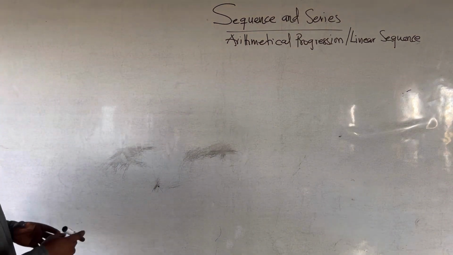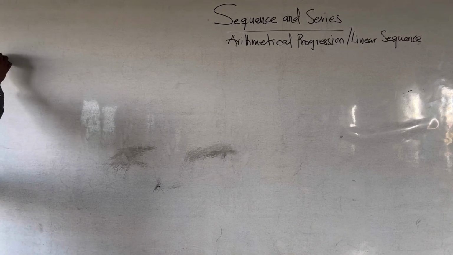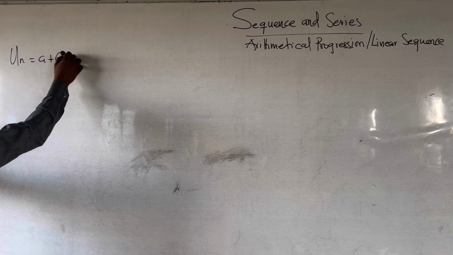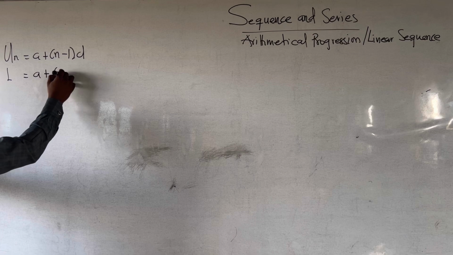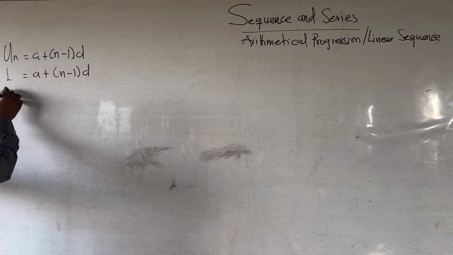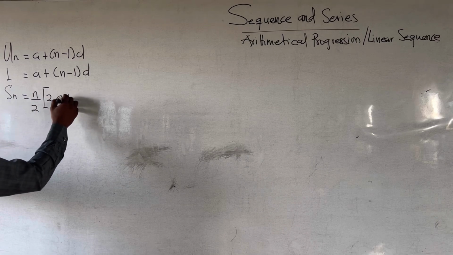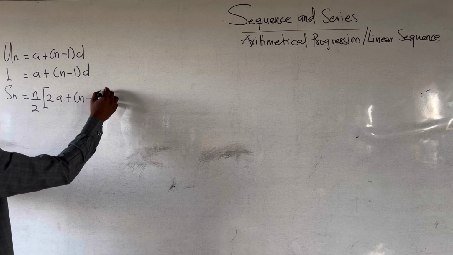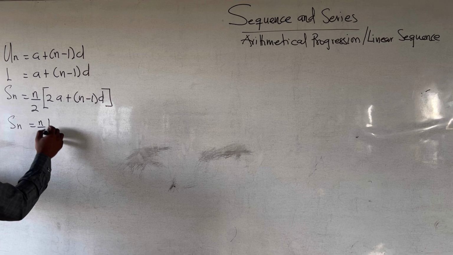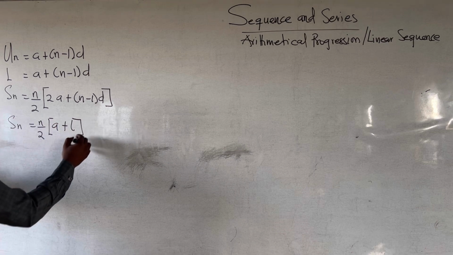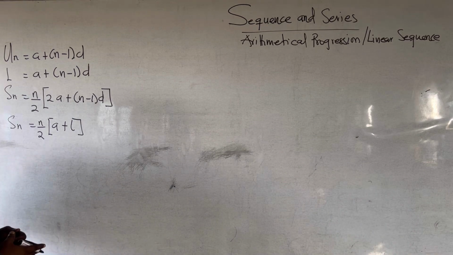Let us look at some formulas that we can use in arithmetical progression. Number one, we have the formula Un equal to a plus (n minus 1) multiplying d. We also have L equal to a plus (n minus 1) multiplying d. And we have Sn equal to n over 2 multiplying (2a plus (n minus 1) multiplying d). And the last one, we have Sn equal to n over 2 multiplying (a plus L), as you can see. So these are some few formulas that we are going to make use of in this topic.